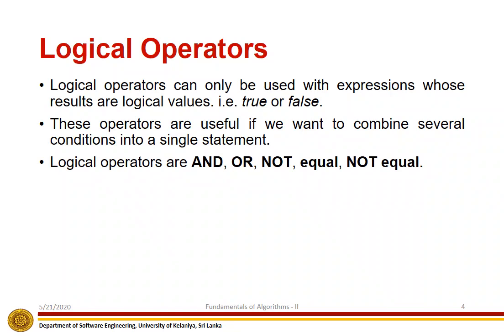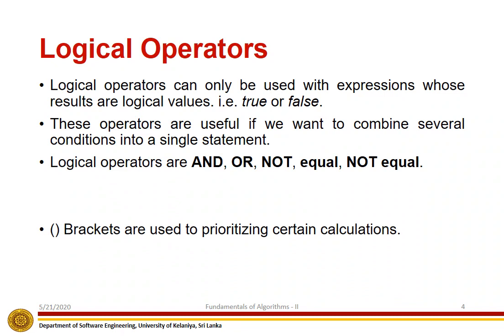First, we need to design an algorithm for that. There, we can use the relational operators greater than and less than to choose the numbers greater than 10 and less than 100. And we want to combine those two conditions together. So we are using the logical operator AND for that. Like that, I will discuss some examples with the conditional structures later. Here mainly we have 5 logical operators: AND, OR, NOT, equal and not equal. And those are the logical operators.